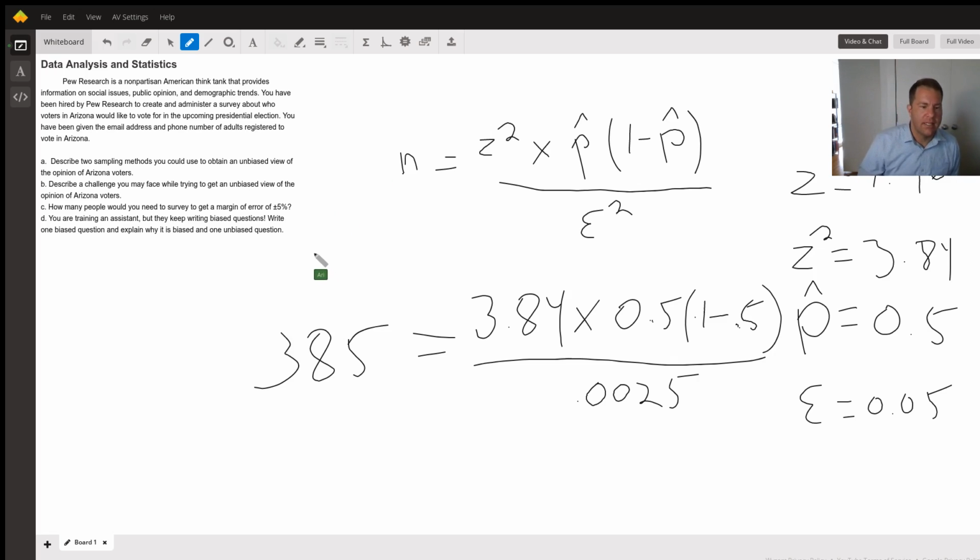Now let's say we're training an assistant, and they keep writing these biased questions. So for example, we see a question, and this would be a follow-up question perhaps about taxes. They may ask, how do you feel about raising the tax burden on taxpayers? Well, that would probably be a biased question because we load that negative valence there. We kind of only say, how do you feel about this bad thing? Because nobody likes to pay more taxes than they have to.